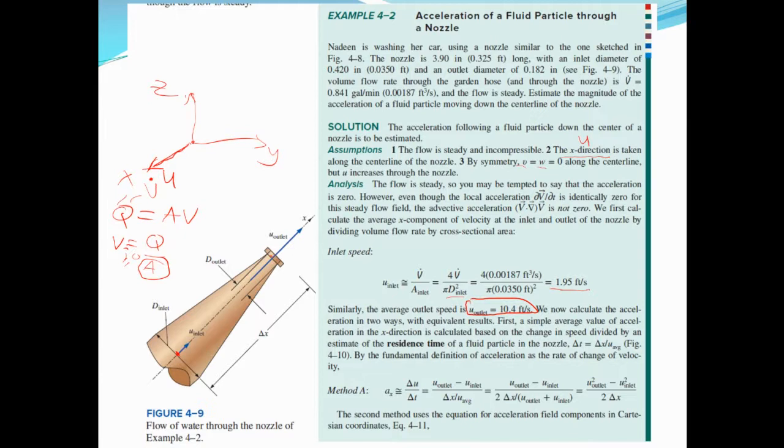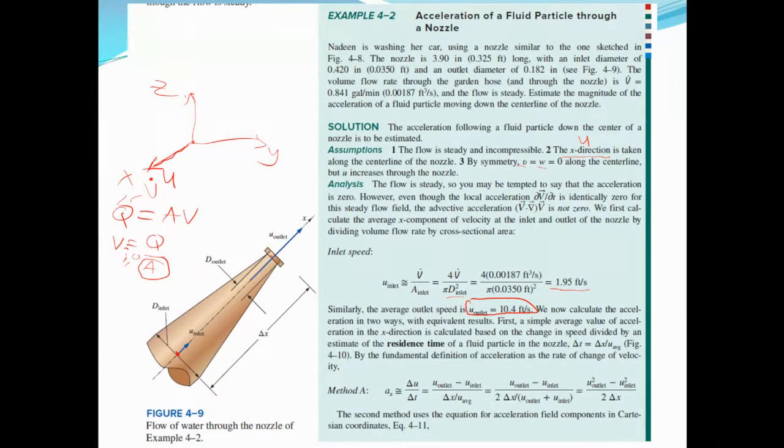So in this case, we need to find the average velocity. We now calculate the acceleration in two ways with equivalent results. We'll use two methods, method A and method B, and all the methods give us the same result. For a simple average value of acceleration, the x direction is calculated based on the change in speed divided by an estimate of the residence time. That is the time it took to move from the inlet to the outlet. That is the residence time.